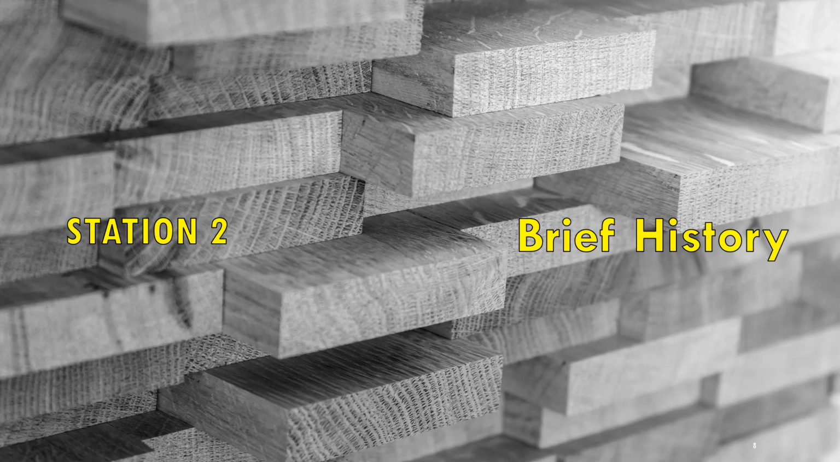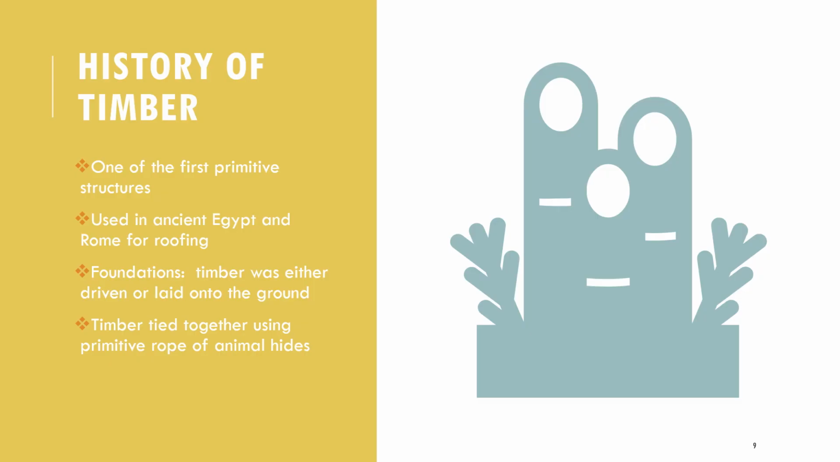Station 2 for today is where I'll be talking about the history of timber structures. Well, timber structures have been one of the first primitive structures to be constructed by mankind. If you look at ancient civilizations, Egypt and Rome, for instance, they adopted timber structures for the roofing systems. Their buildings were mostly composed of stones, and they had their roofing system as timber.